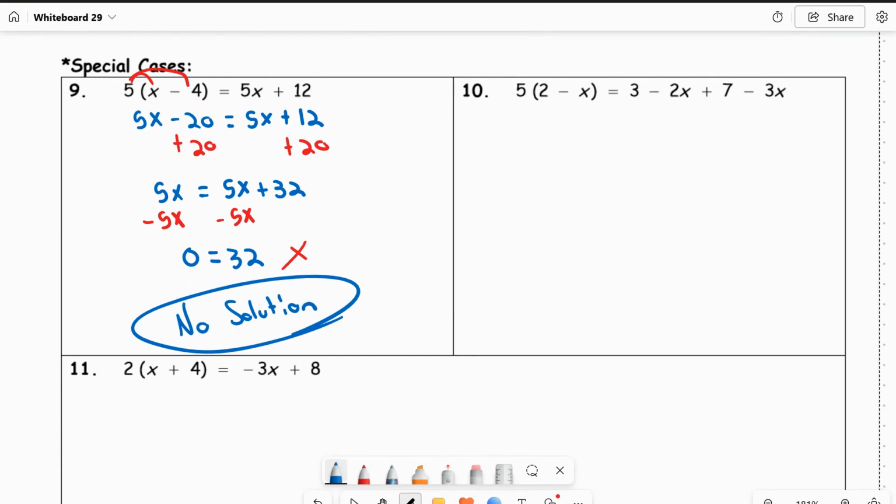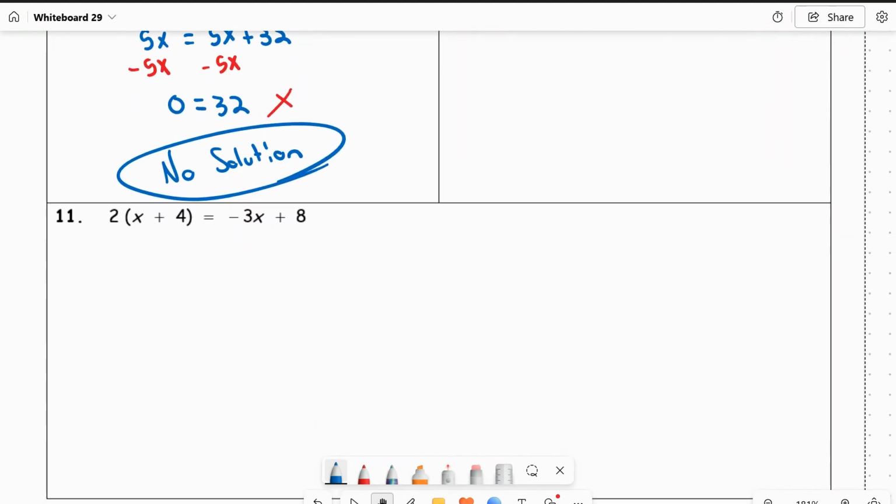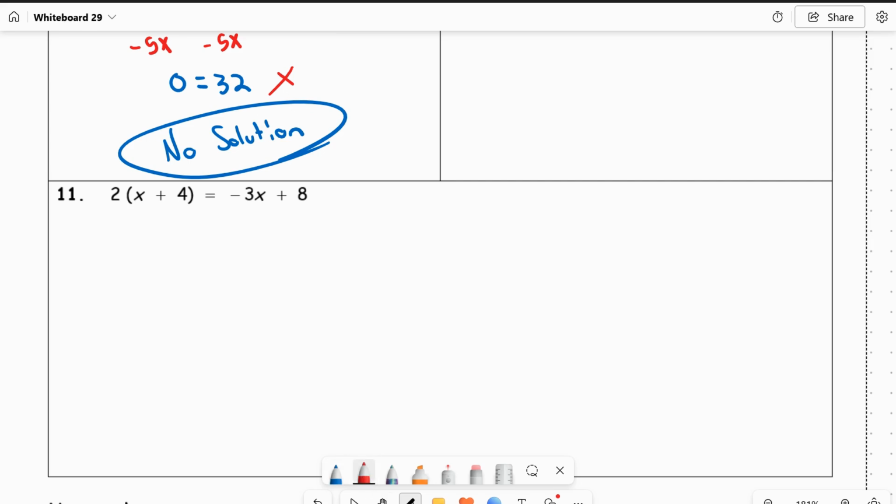All right, let's try number 11 while we're at it. So in number 11, same deal here. Let's start by distributing our 2. So 2 times x gives me 2x. 2 times 4 gives me 8 equals negative 3x plus 8.